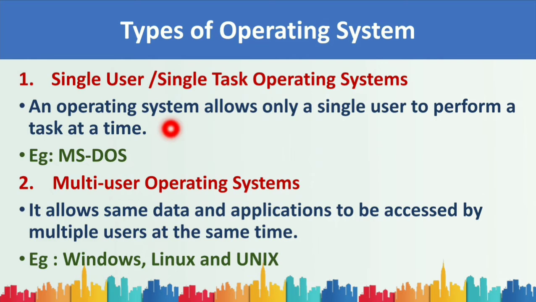I'll give another example for single task operating system. Now consider the task as a function such as printing a document. Even if 10 systems are connected to one printer, only one user can access the printer at a time. So that is the logic behind single user. And multi-user operating system means in one operating system you can have multiple user accounts like admin, guest, student, and so on. So that is the concept of multi-user operating system.